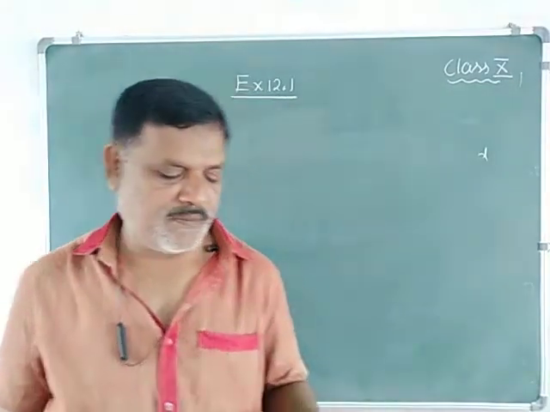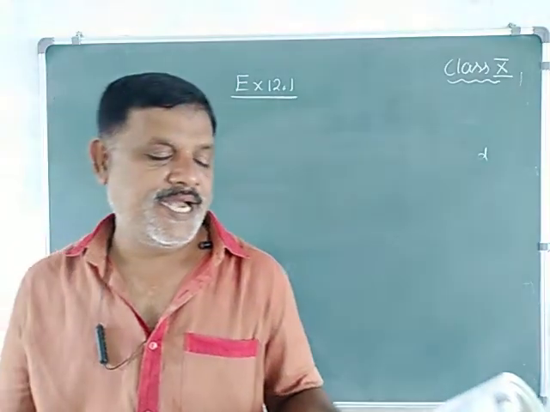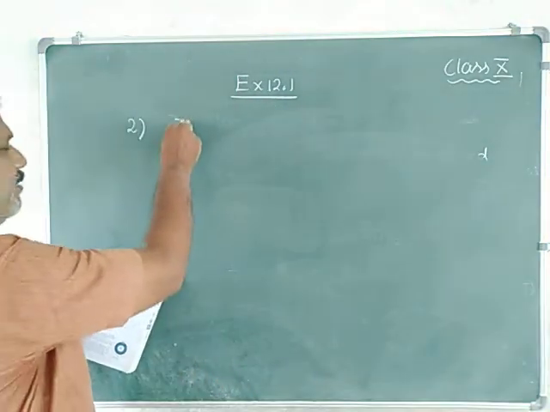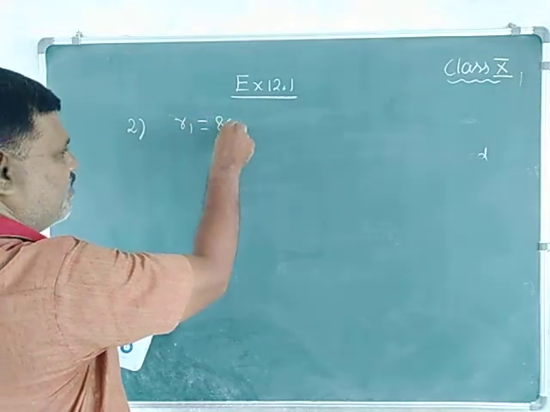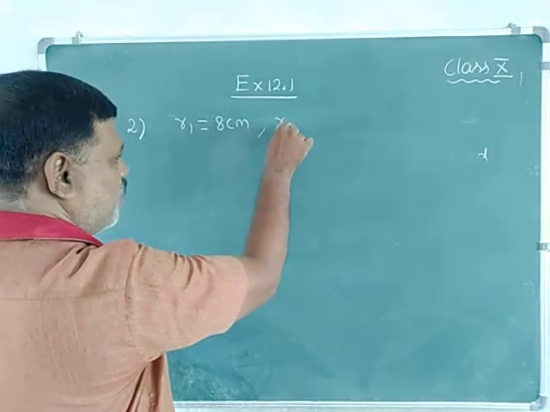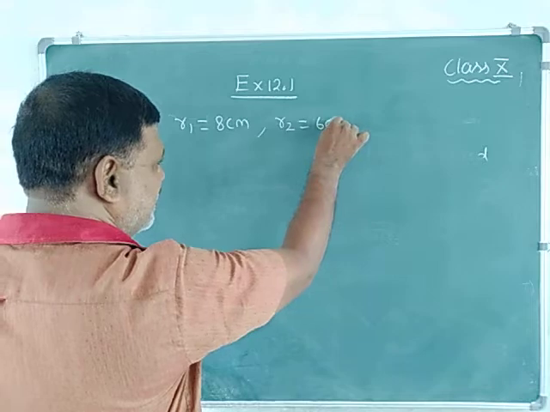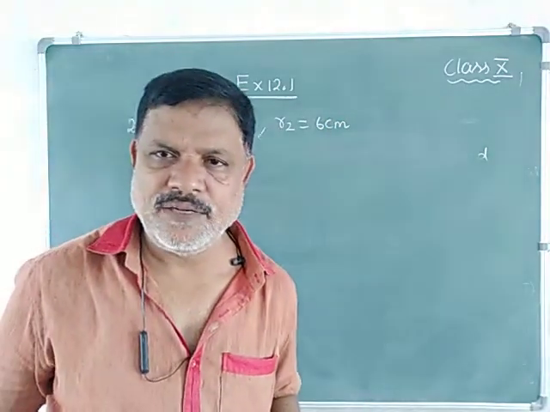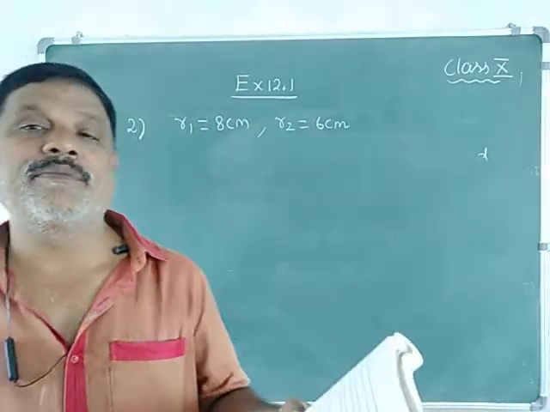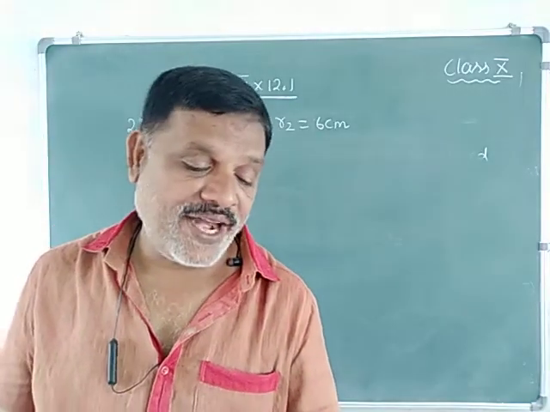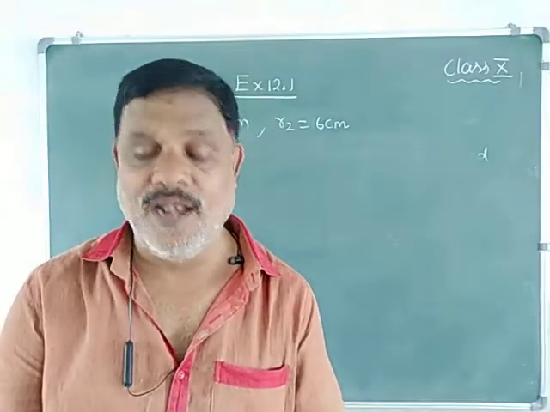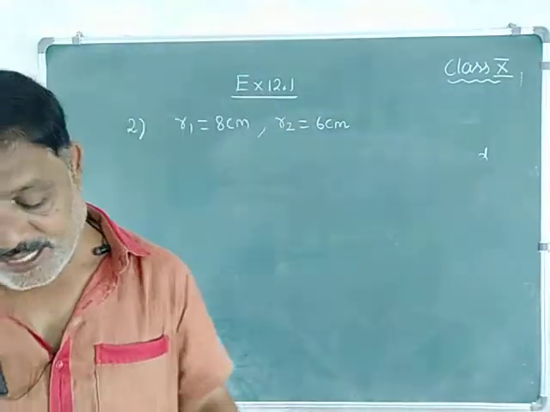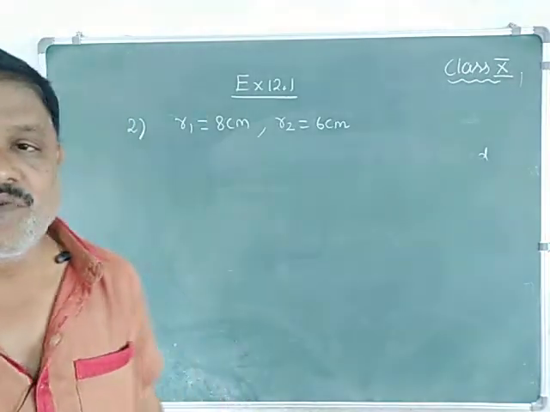Now let us see problem number 2. The radii of two circles are 8 centimeter and 6 centimeter. We take the radius of the first circle as R1 and the radius of the second circle as R2. So R1 equal to 8 centimeter and R2 equal to 6 centimeter. Now what do we have to find? Find the radius of the circle having area equal to the sum of the areas of the two circles.